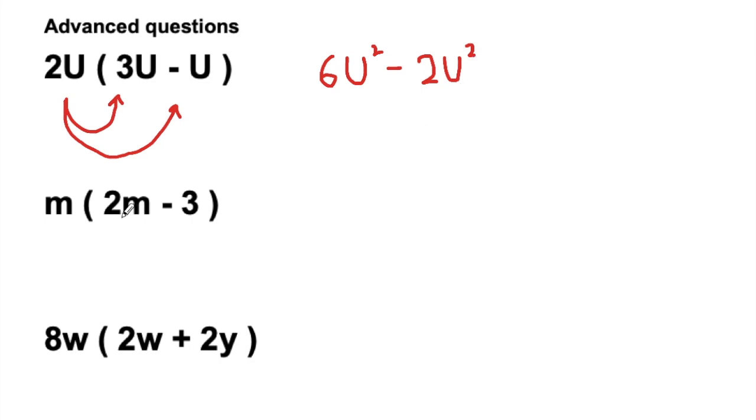The next question is m bracket 2m minus 3. So m multiplied by 2m is 2m squared minus m times 3, which is 3m.